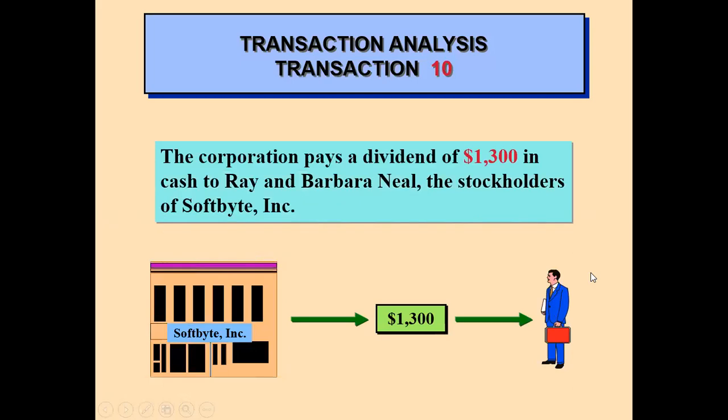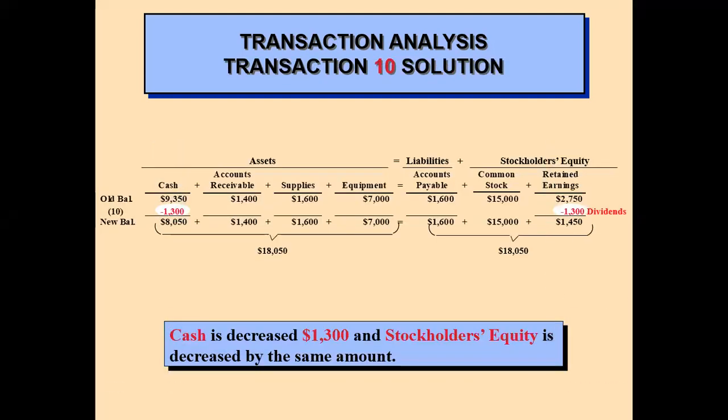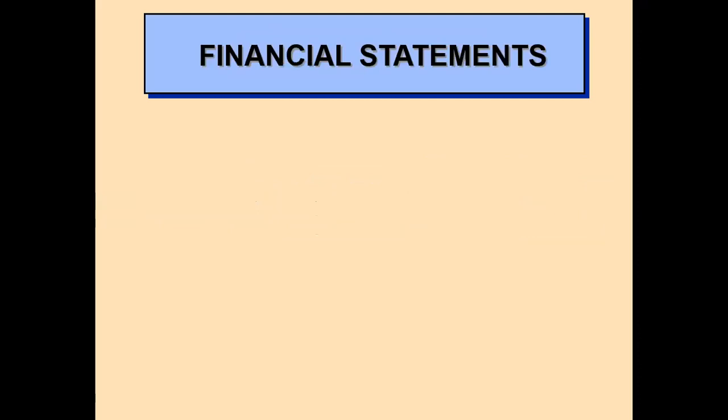Finally, the last transaction. The corporation pays a dividend of 1300 taka in cash to Ray and Barbara Neal, the stockholder of ShopBite Inc. Okay, so cash will decrease and we'll write it on the drawings column. So that's our transaction analysis.